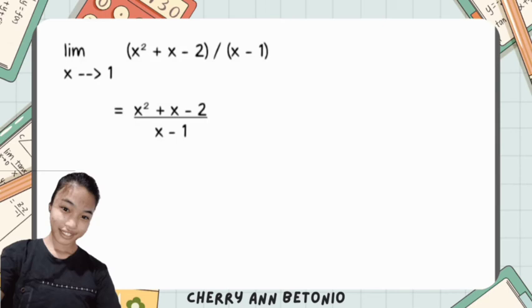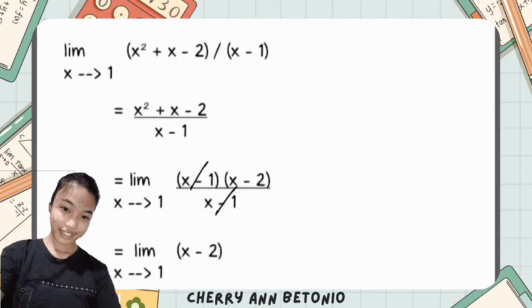Okay, so let's have another example. Given limit x approaches 1 of x squared plus x minus 2 over x minus 1. Rewrite it like this: x squared plus x minus 2 as the numerator and then x minus 1 as the denominator. Factor the numerator into (x minus 1)(x plus 2) over x minus 1. And then cancel out the common factors. Now we have limit x approaches 1 of x plus 2, which is 1 plus 2, equal to 3.